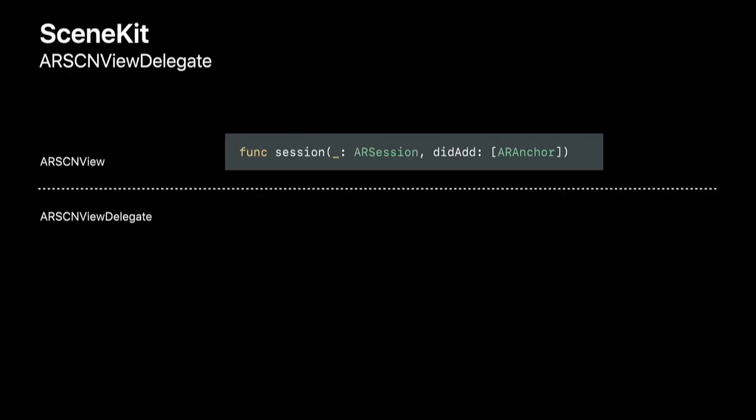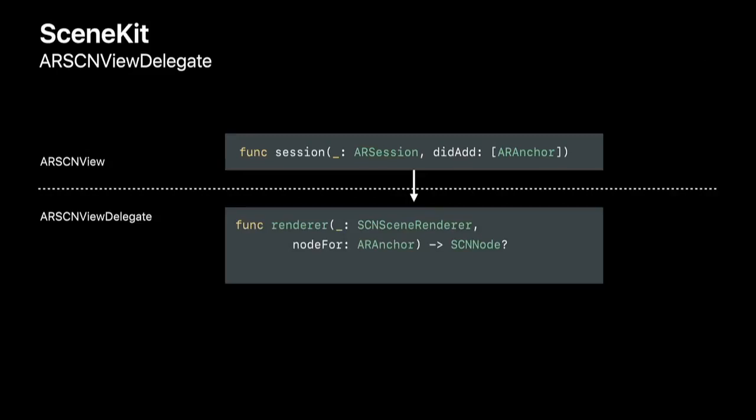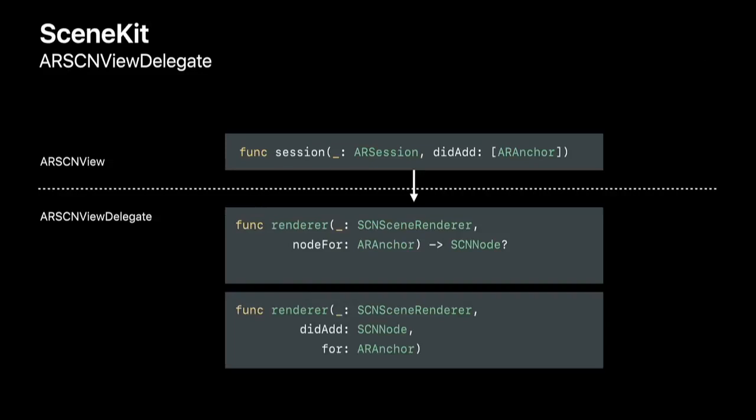So every time we add a new anchor to the session, ARSCNView will create a new SCNNode for you. If you want to provide your own node, you can implement renderer:nodeForAnchor: and return your custom node for this. After this, the SCNNode will be added to the scene graph, and you will receive another delegate call, renderer:didAddNode:forAnchor:.